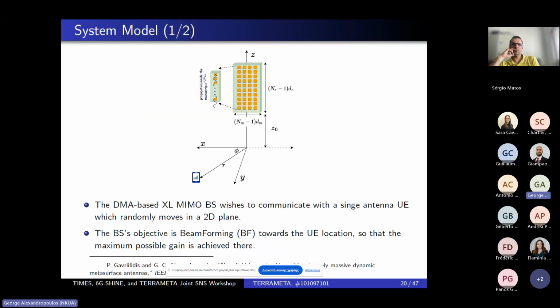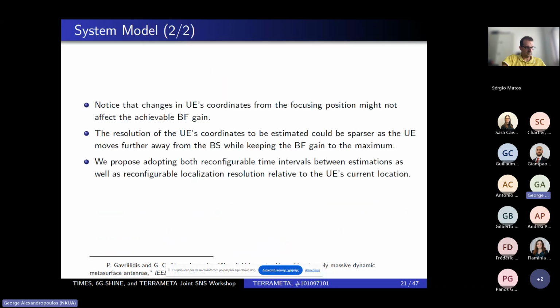Let me describe the system model. Here you see a DMA-based XL MIMO base station that wishes to communicate with a single user equipment, which is randomly moving within a 2D plane, as you see in this figure. And the objective of the base station is to provide beamforming towards the UE location so that the maximum possible gain is achieved at the exact position where the user is actually lying.